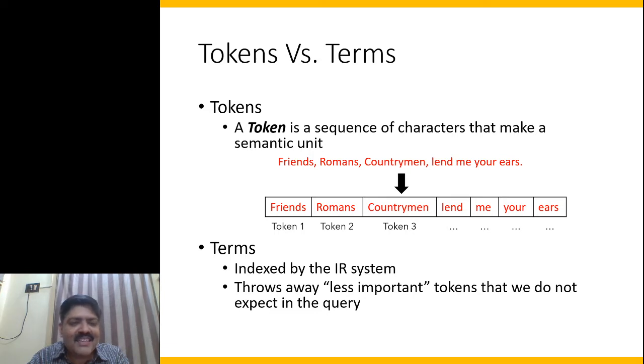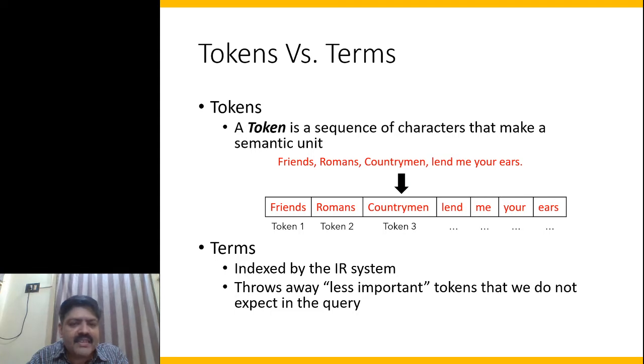So let's consider the idea of tokens. A token is a sequence of characters that make a semantic unit. Usually these are delimited by space in English, but this need not be the case all the time.